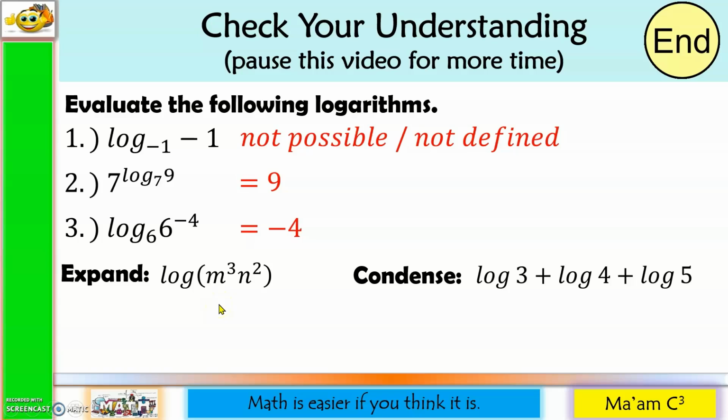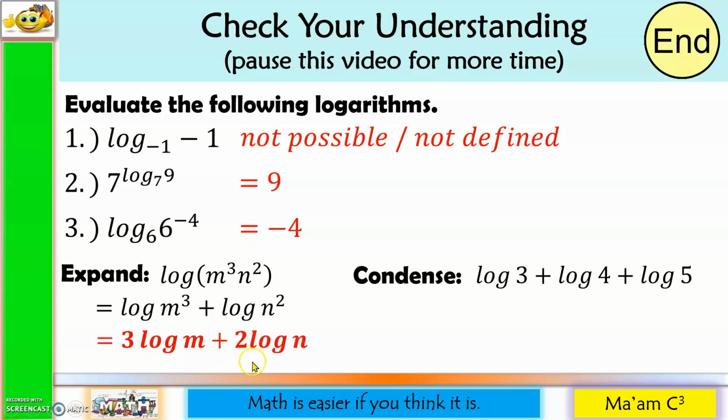For this one, applying the product law, this will be log of m cubed plus log of n squared. And then bring down 3 here in front, as well as 2 here. So we will be having 3 log m plus 2 log n. And this one, product law also, so this will be log of quantity 3 times 4 times 5. 3 times 4 is 12, 12 times 5 is 60. So we have log of 60.